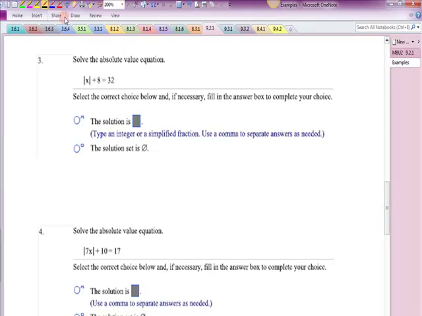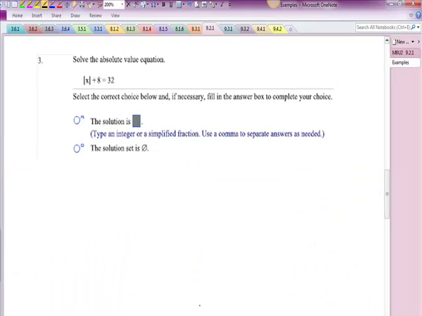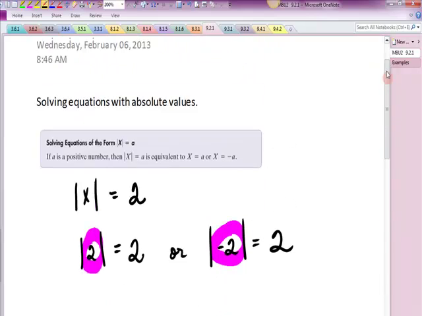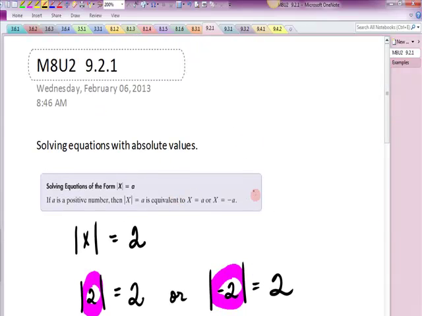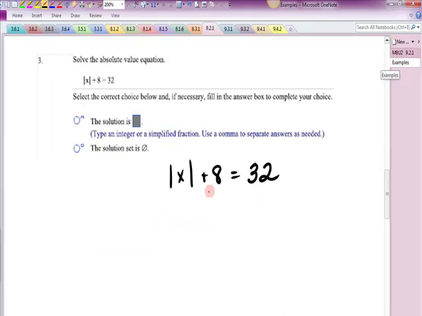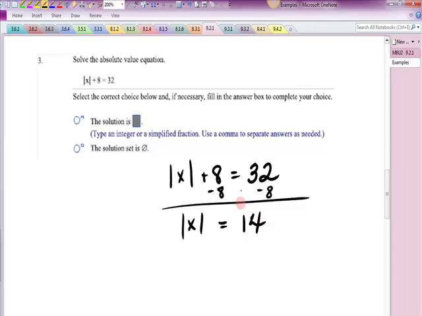Let's look at number 3. I have the absolute value of x plus an 8 is 32. I cannot use this statement unless the absolute value is all alone. So in this problem, I need to subtract 8 first. So then I have the absolute value of x is 24.